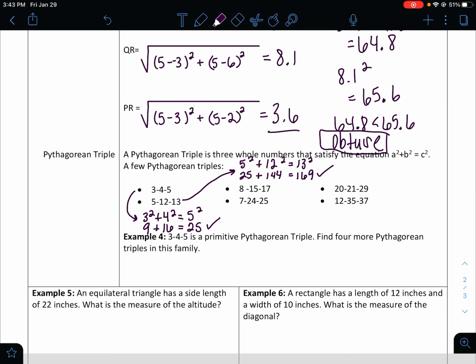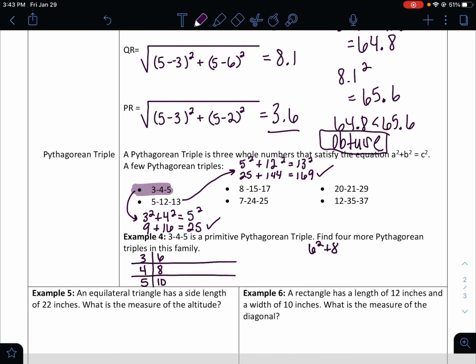All right, 3, 4, 5 is particularly, well, they're all special, but it's called a primitive Pythagorean triple. So this is what I mean. Obviously you've got 3, 4, 5. If you take each of those, I'm just going to do this right here, and let's say we take multiples, right? Let's say we multiply each of those by 2. So that's going to be 6, 8, 10.